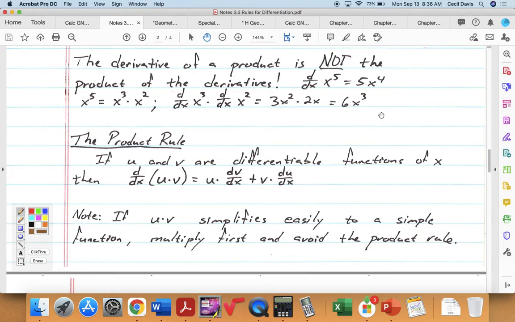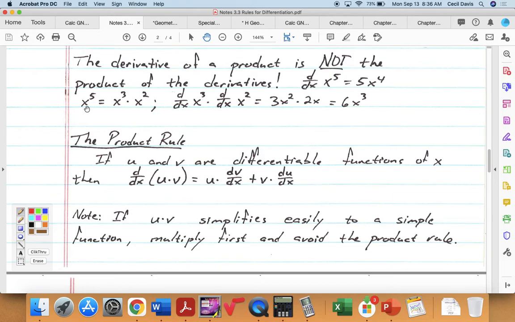So here's an important thing to know. While the derivative of a sum and the derivative of a difference is the derivative of the individual parts added or subtracted, you can't do that with a product. It will not work in most cases. There are a few oddities where it does work. But take, for example, the derivative of x to the 5th, that's 5x to the 4th, right?